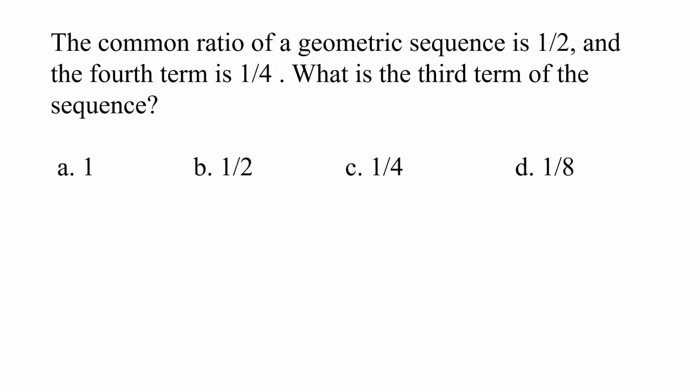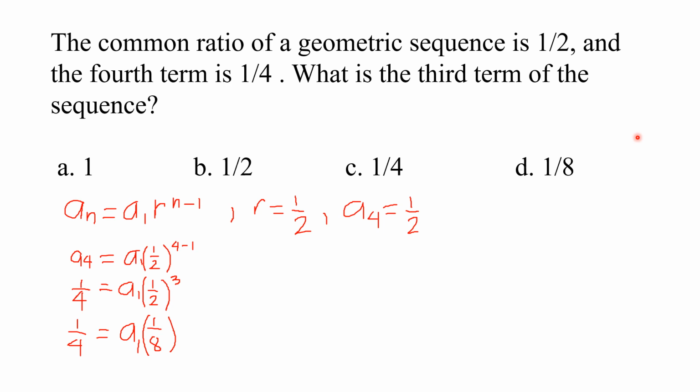Is the correct answer. Okay, the common ratio of a geometric sequence is 1/2, and the fourth term is 1/4. What is the third term of the sequence? Okay, so the formula for the nth term of a geometric sequence is a sub n equals a sub 1 times r raised to n minus 1. In the given problem, r is equivalent to 1/2, and the fourth term is 1/4. So we need to find first the value of a1.